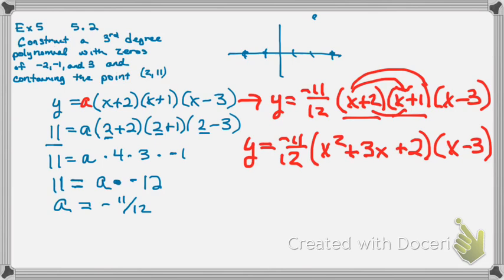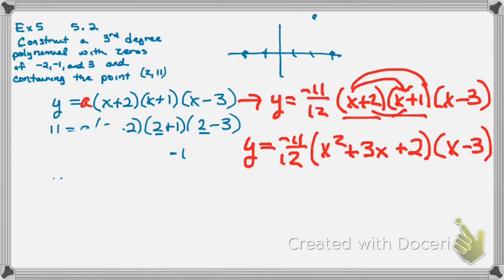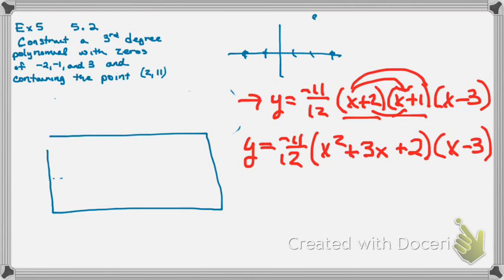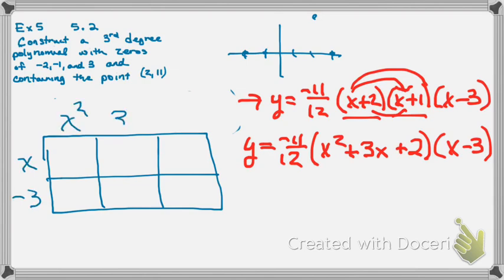Okay, so what's the best way to multiply a 2 by 3? I would put it in a box. You can use double distributive if you want without the box, no problem, but the box makes it pretty easy to keep them lined up. So a 2 by 3 box, with an x minus 3 over here, and an x squared plus 3x plus 2 up here. Does that make sense? So now I just multiply them together like a multiplication table.